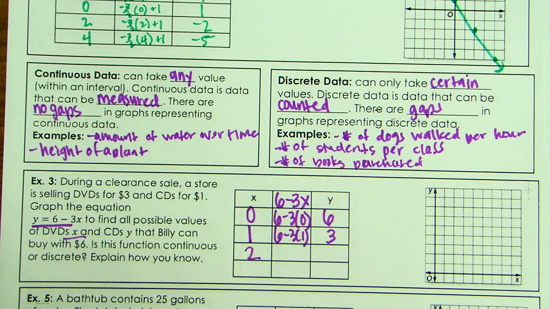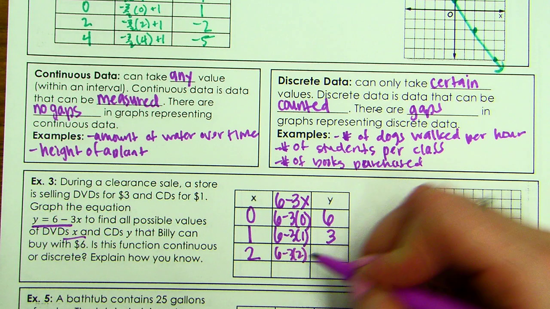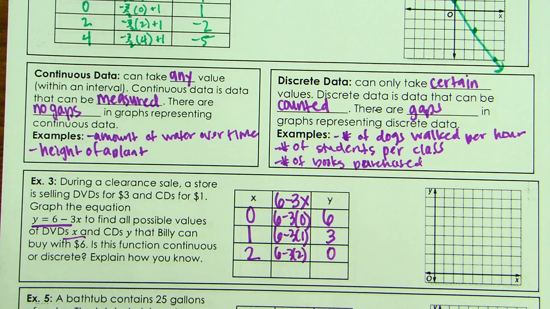Next I'll plug in a 2. If I plug in a 2 for x, I have 6 minus 3 times 2, which is 0. I can't plug in 3 for x, because if I plug in 3, I'd get a negative value for y, which wouldn't make sense.